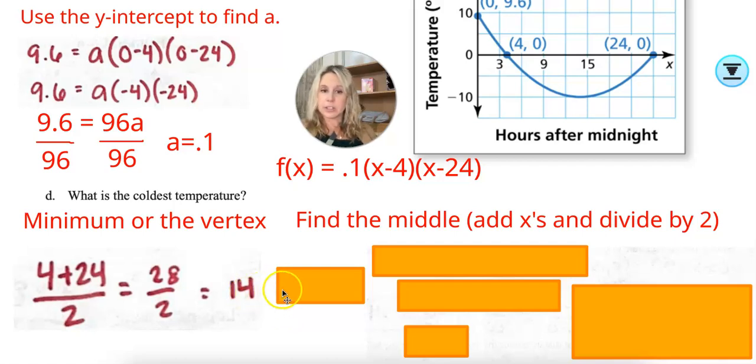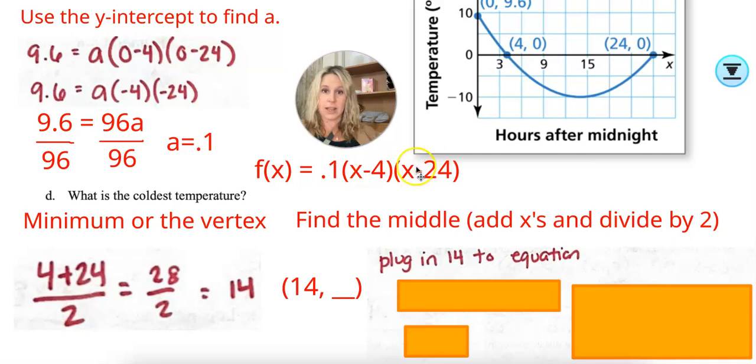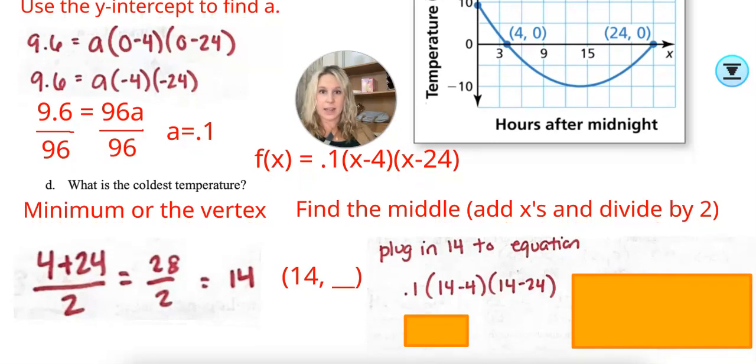So I know my vertex is at x equals 14. I just don't know how low my temperature would be. But from the graphing module, I have an equation, I have an x value. So I'm going to plug in 14 into this equation, and that will tell you your output. So I would have 0.1 times (14 minus 4) times (14 minus 24). So I'll give you guys a second to type that in the calculator and get an answer.